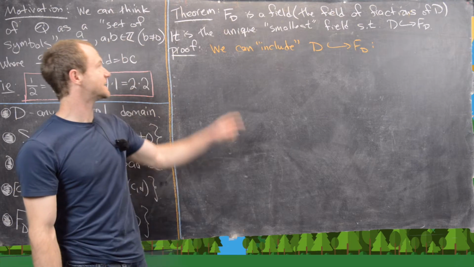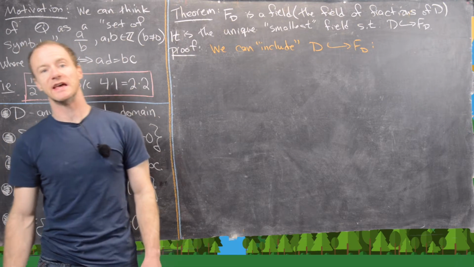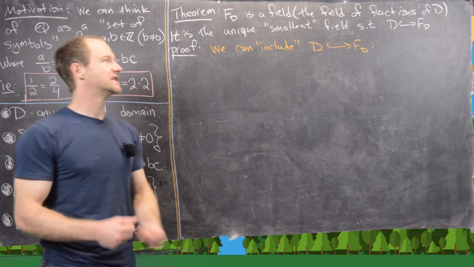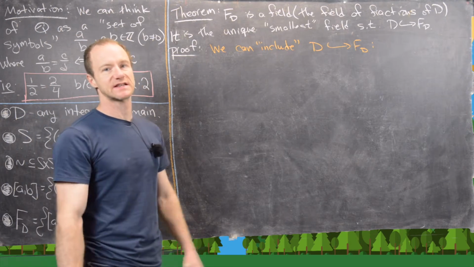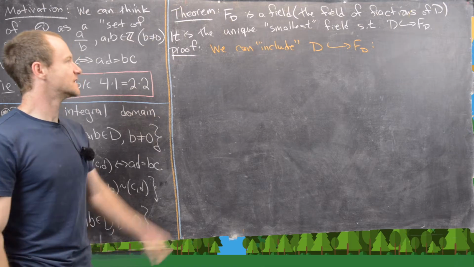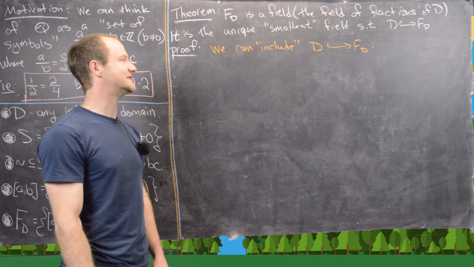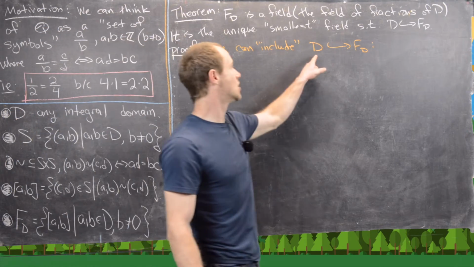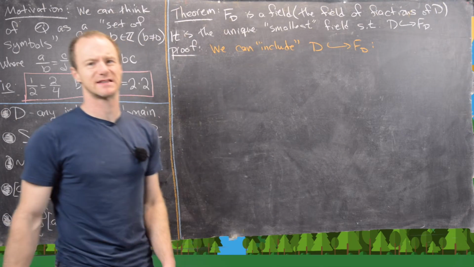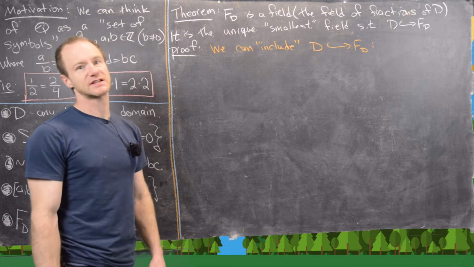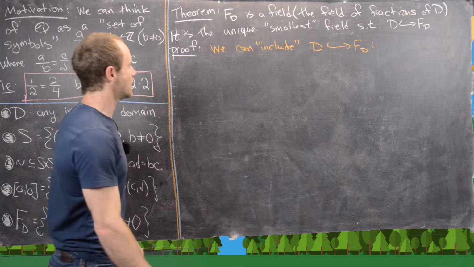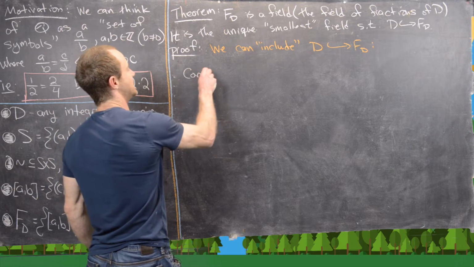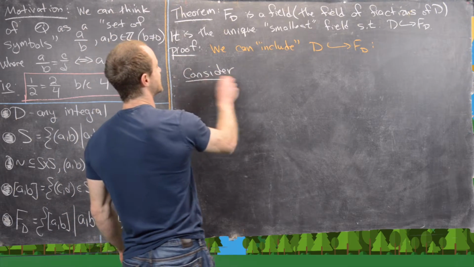So what's left is we want to show that F of D is the smallest field such that D lives inside of it as a sub-object. So in other words, we can include D inside of F of D, and this hook arrow means it's an injective ring homomorphism. Okay, so this is pretty easy to start with.